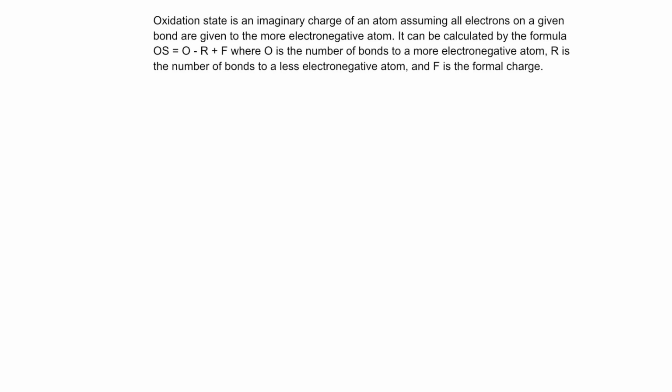Oxidation state is the imaginary charge of an atom, assuming all electrons on a given bond are given to the most electronegative atom. It can be calculated by the formula OS = O - R + F, where O is the number of bonds to a more electronegative atom, R is the number of bonds to a less electronegative atom, and F is the formal charge.